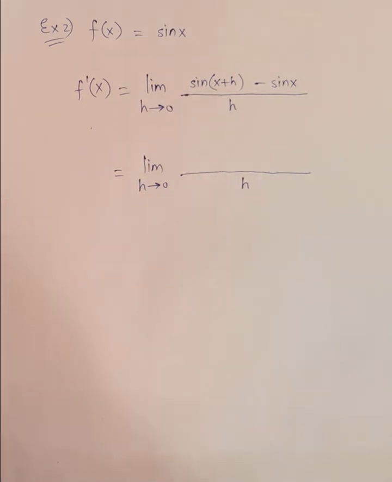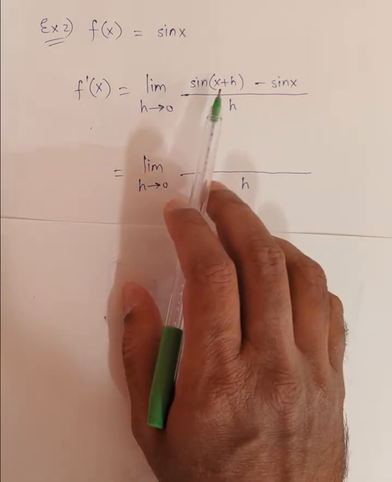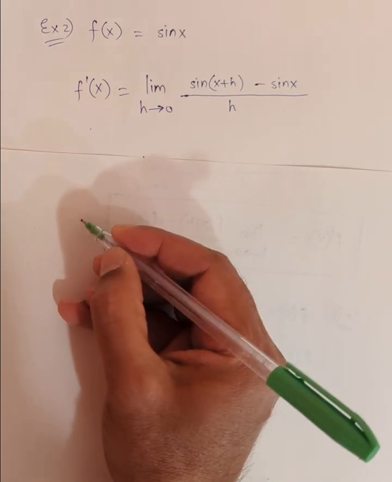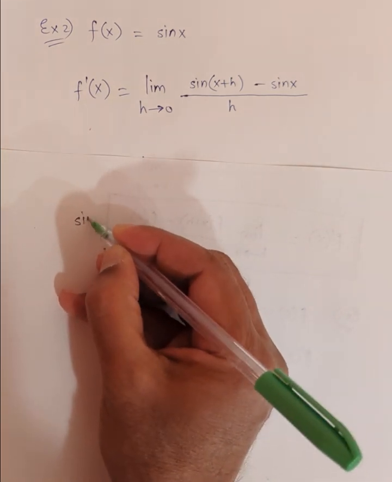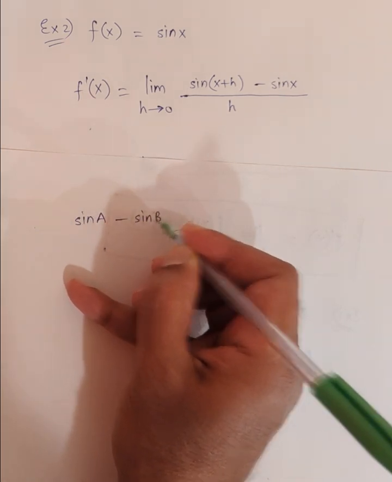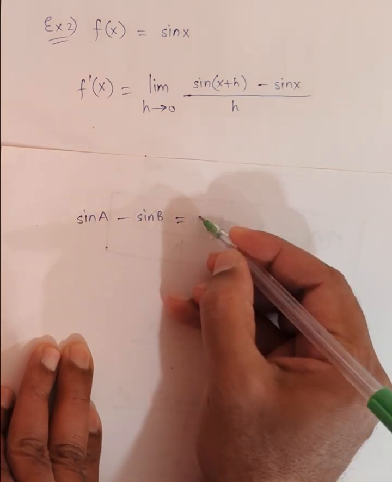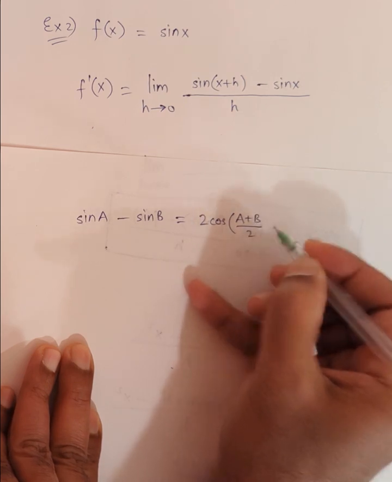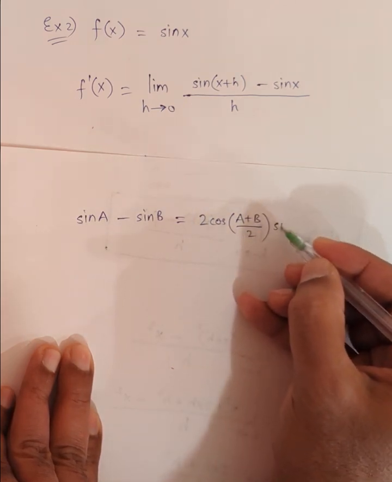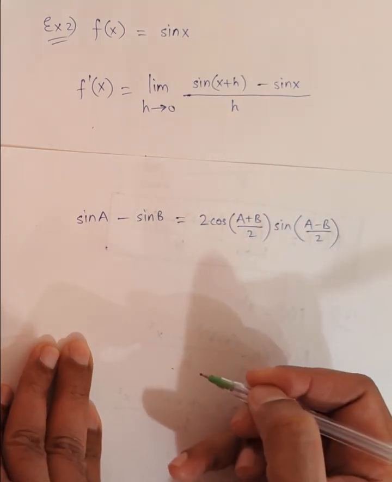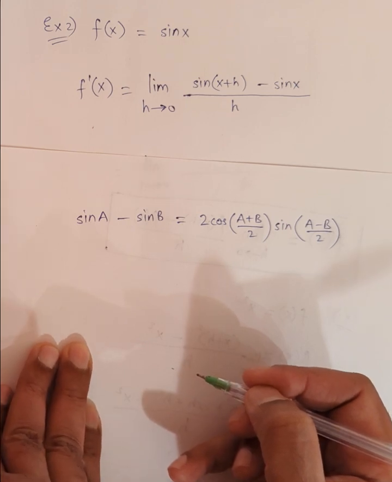Now, if you know your trigonometric identities, you could write, so let me tell you one trigonometric identity. Sine of A minus sine B, you can write this as 2 cos of (A plus B) over 2 and sine of (A minus B) over 2. So we could use that.